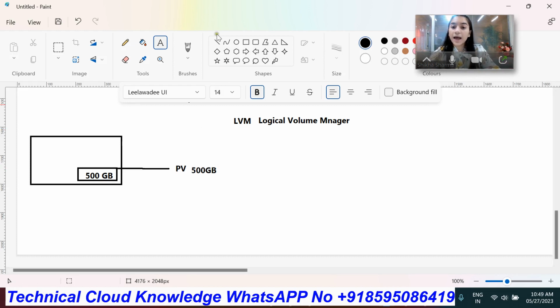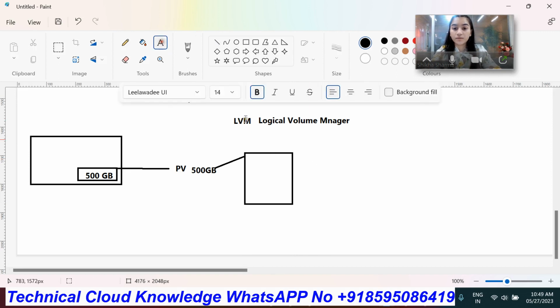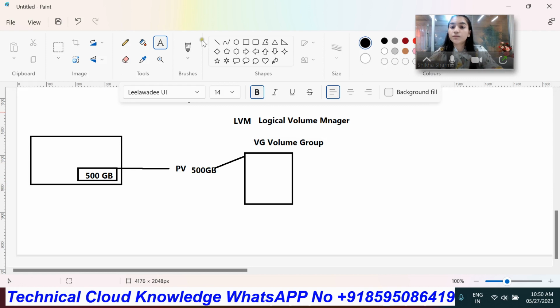And LVM says that after creating a PV, you need to put it under a container. You need to create a group container which is known as VG, volume group. Let me write it there as well. You need to create a volume group which is connected to the PV. Your hard drive is connected to your PV, which is connected to the container, which is also about 500 GB because the PV is also 500 GB.